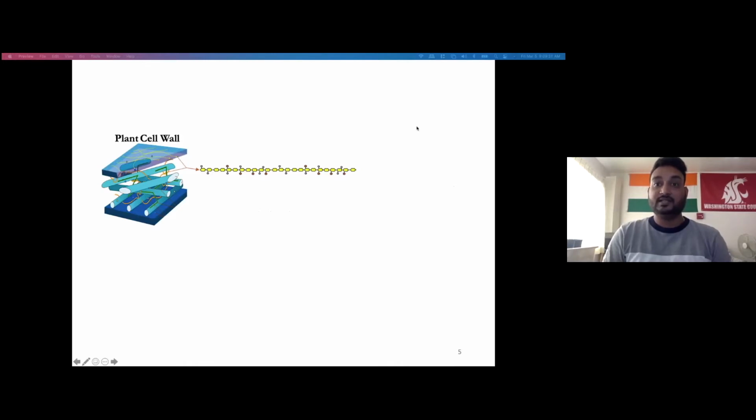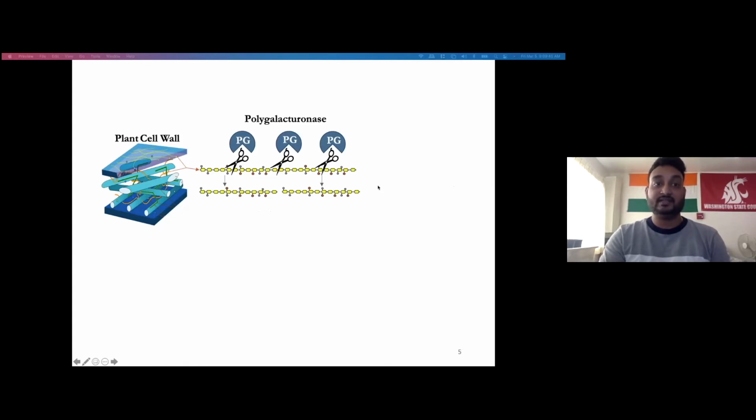PGs, especially the endo-PGs, are secreted at a very early stage of infection. These PGs cleave homogalacturonan into chains almost 10 to 15 subunits long, called oligogalacturonides, or OGs, which can elicit various defense pathways. Therefore, the pathogen quickly degrades them into smaller and smaller units so that they can't elicit any reaction.